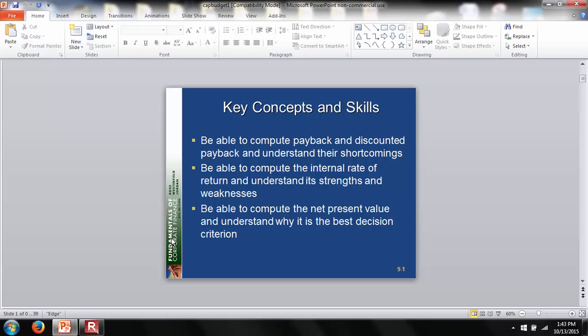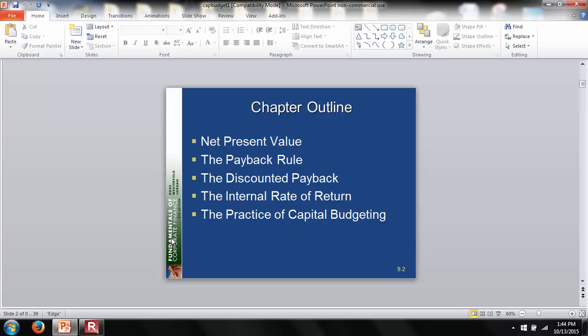Now, smaller companies, small businesses and so on, tend to use the payback and the discounted payback. The reason why they tend to use them is because these are simple, but they still give you an idea regarding the value of the project. Okay.